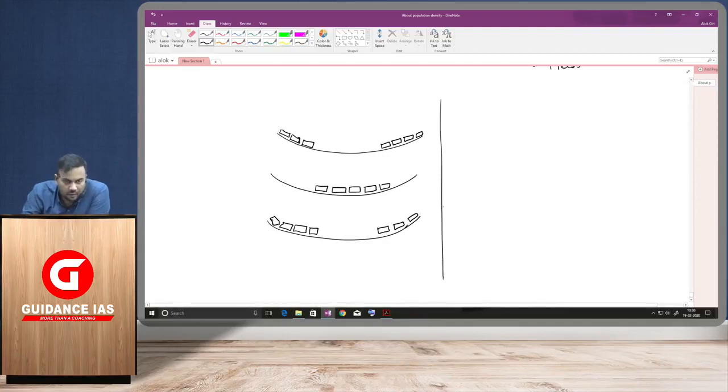A variant of that is the horseshoe pattern. Horseshoe, this also is just a kind of ridge.